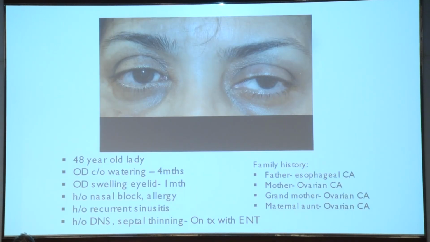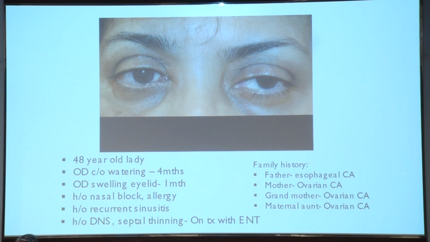This is a very interesting case. So this was a 40-year-old lady with a chronic history of sinusitis. She has always been telling of sinusitis, and it's been a very, very chronic history. And the sad part is there is a very pronounced family history of cancer. Father with esophageal cancer, mother with ovarian cancer, grandmother with ovarian cancer, and maternal aunt with ovarian cancer. So, when a patient walks in like this with a very strong family history, you are thinking of something which is lurking around.